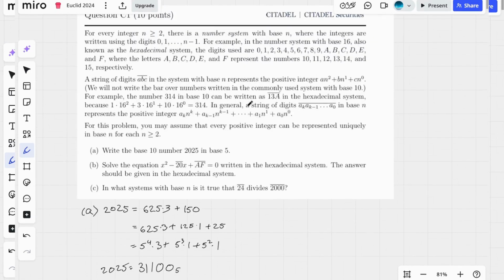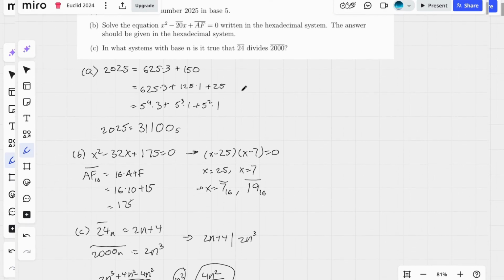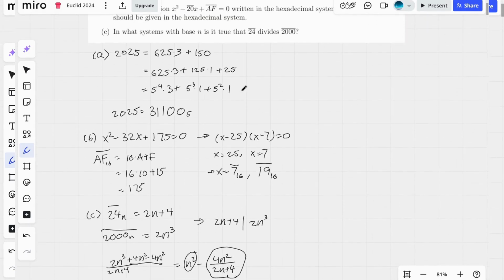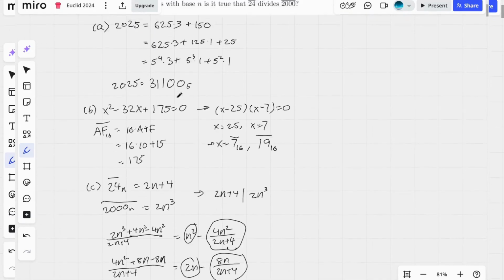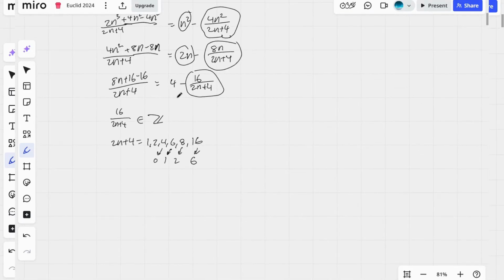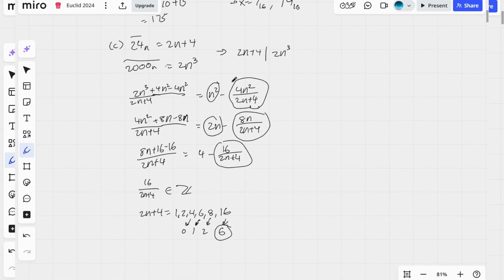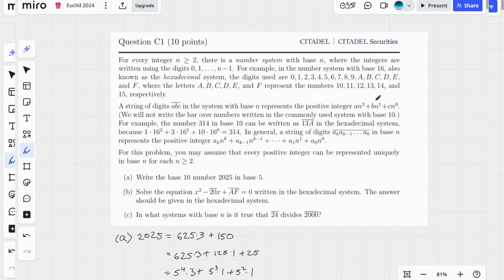And now we see that over here we have 24 in base n, which means that n has to be greater than or equal to 5, right? Because otherwise we wouldn't have a 4 in base n, because the definition up here says in base n you can only use the digits 0 to n minus 1. And so we know that n is greater than or equal to 5, and over here the only n that satisfies this is n is equal to 6. And so our answer to C is 6. Okay, so that is C1.